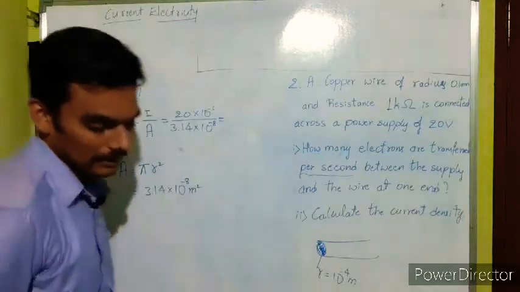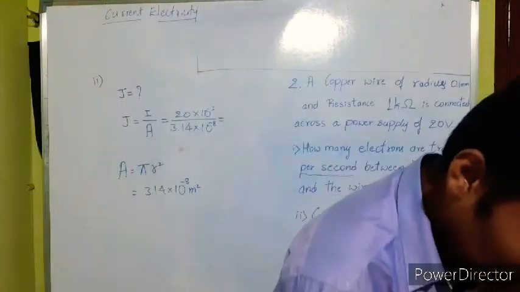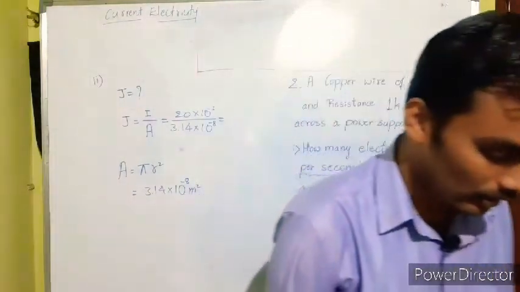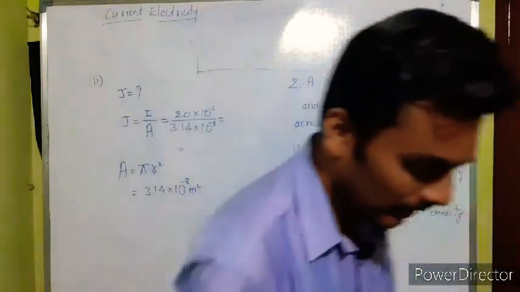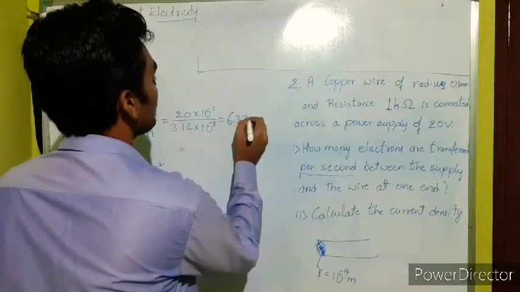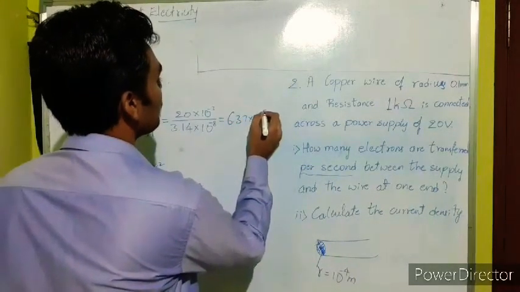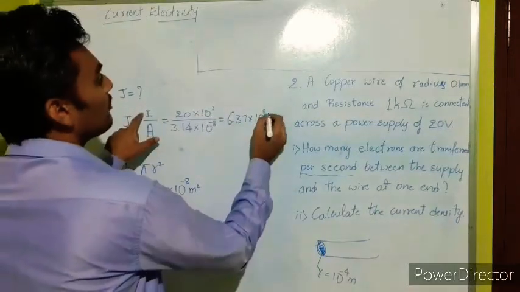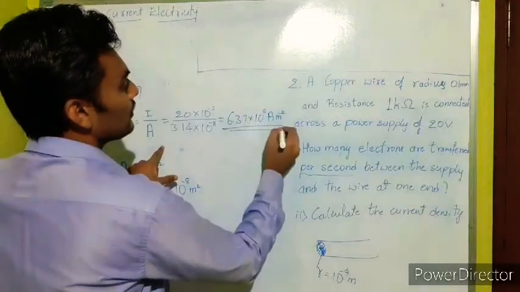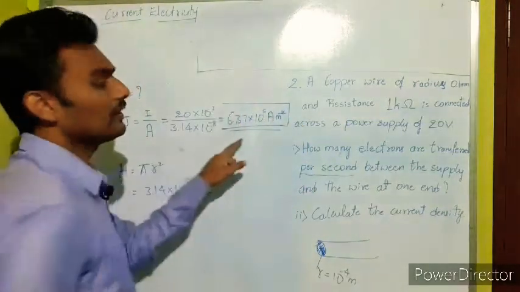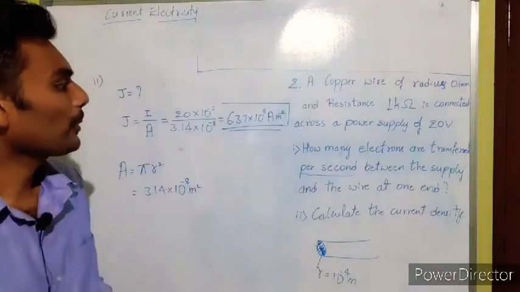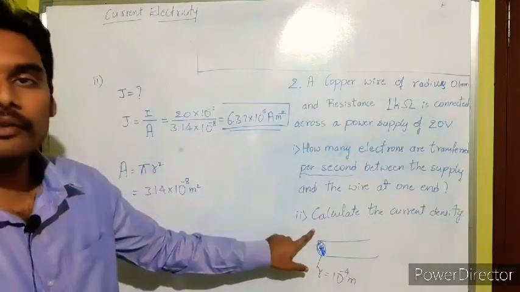We get the current density value J is equal to 6.37 into 10 to the power of 5. The unit is ampere per meter squared. Okay, this is the final answer. This is the value of J that we require from the second part of the question.